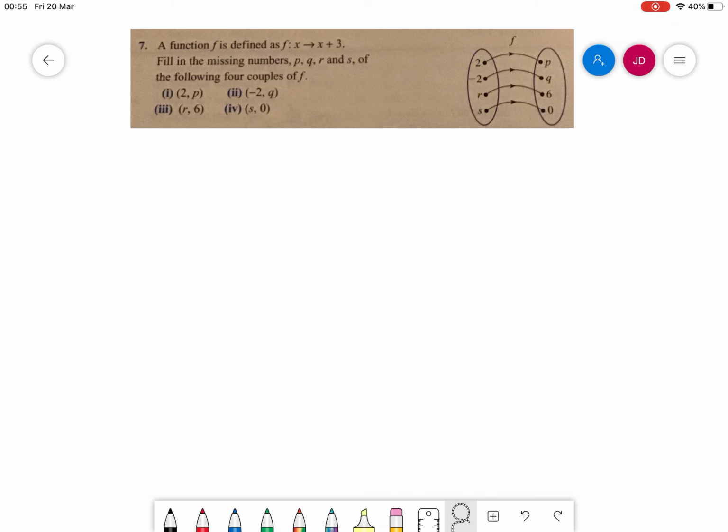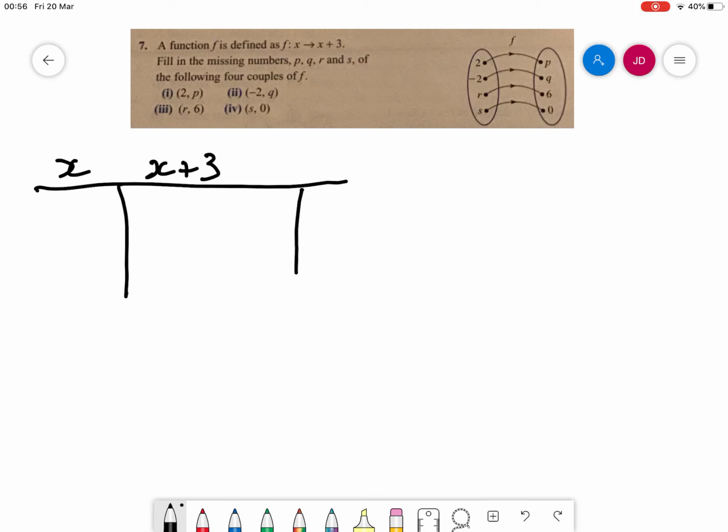So first thing I'm going to do is our usual, we're going to draw out our table. We're going to have our x values over here, our function in the middle, which is x plus 3, and then we're going to have our f of x or our y values, which are our outputs, over here on the right hand side. So I want to write out the couples we have here.